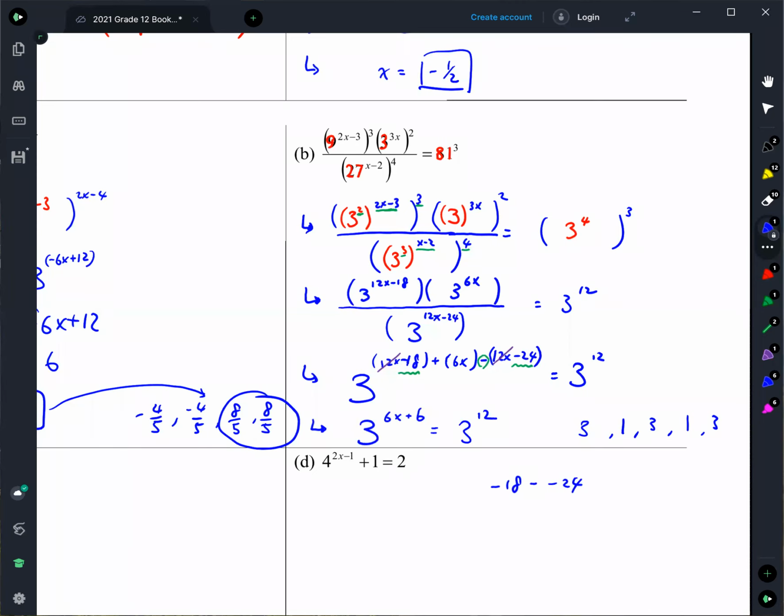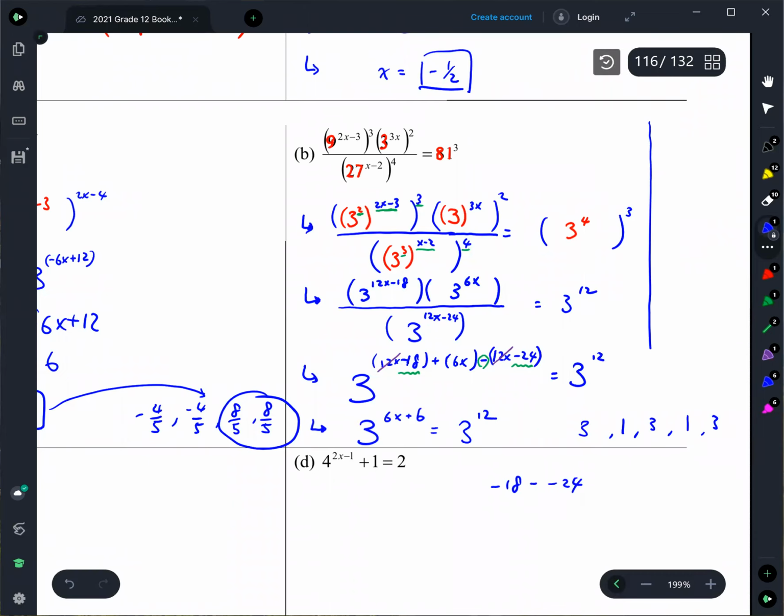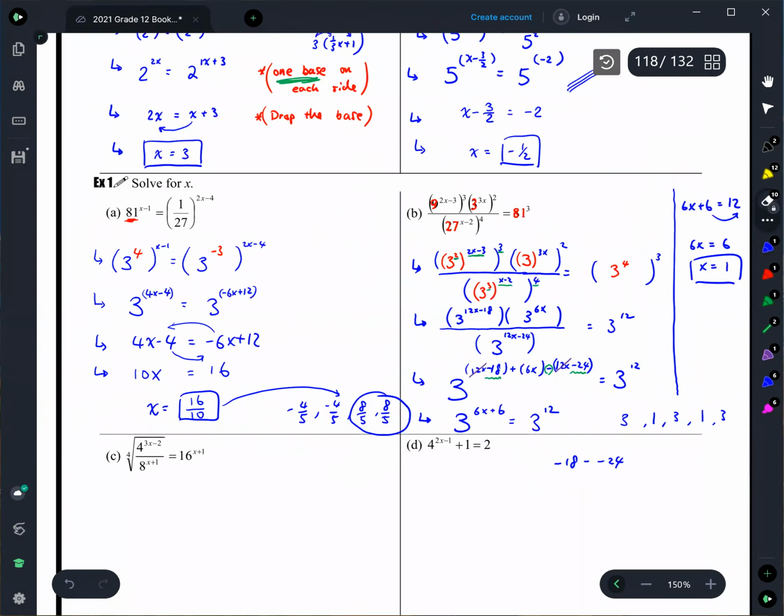Now each side has one base, one exponent, right? Then we can drop the base. 6x plus 6 equals 12. You move things over. 6x equals 6. X should be 1. So be careful with simplifying the exponents. Changing to the same base is easy, but simplifying the little things you have to watch out for.